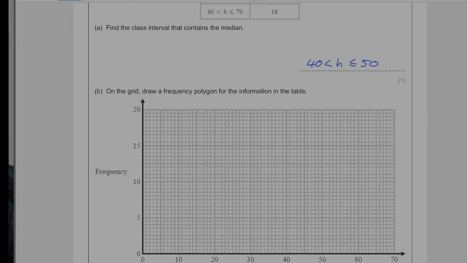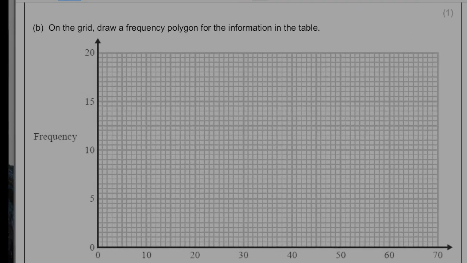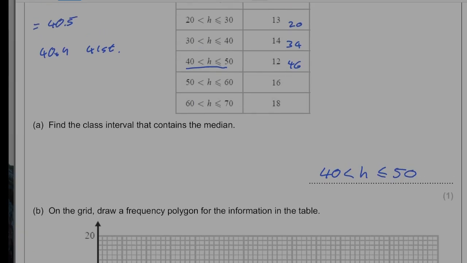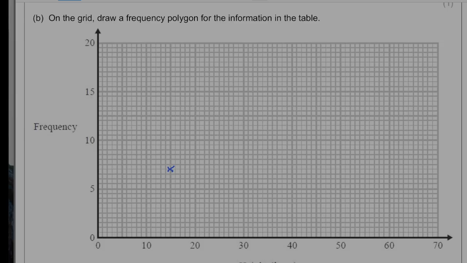Okay, on the grid draw the frequency polygon for the information in this table. So for my frequency polygon, I'm going to plot them at the midpoint. So the first one will be at 15, 7. Let's make that nice and big so I can see the scale. So 15, 7. My next one is going to be at 25, 13. That's going to be there.